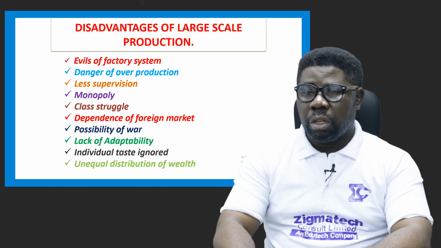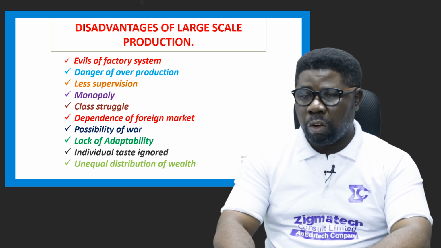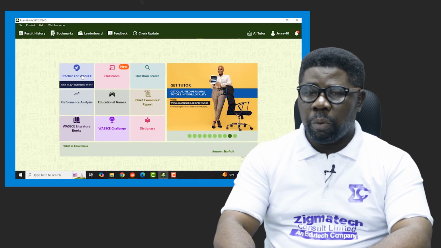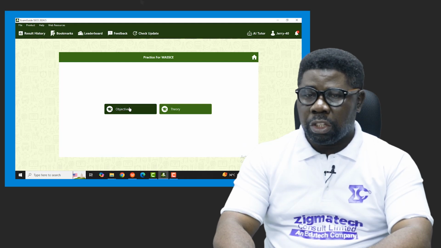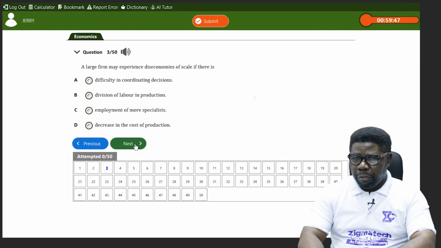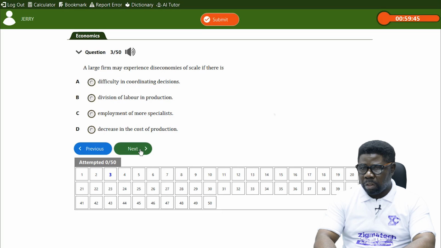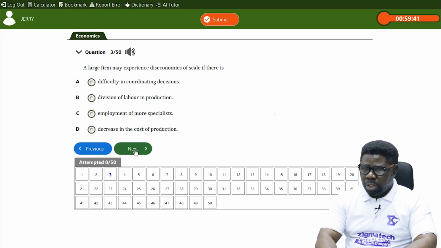Part 2. Let's check some questions that we will need to end this part of our learning. Let's see what we have. Let's see what we can take from here. A large firm may experience diseconomies of scale if there is what? If there's difficulty in coordinating what? Decision. Thank you very much. That's the answer, number A.